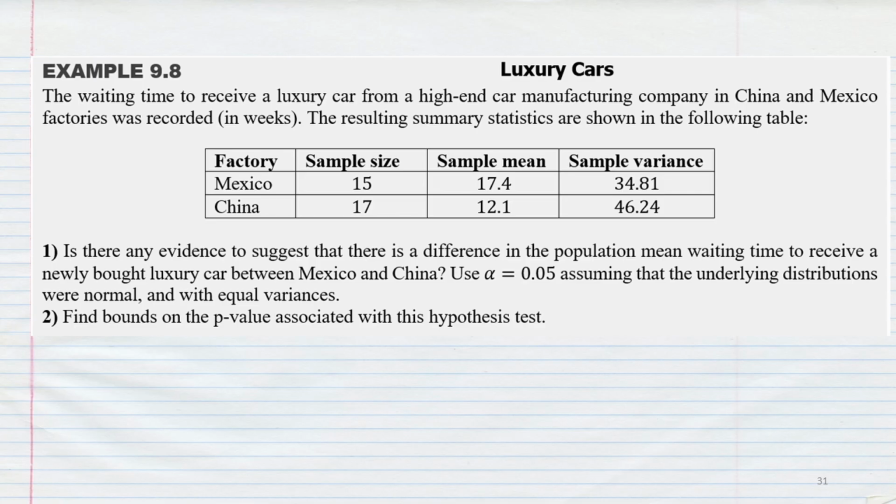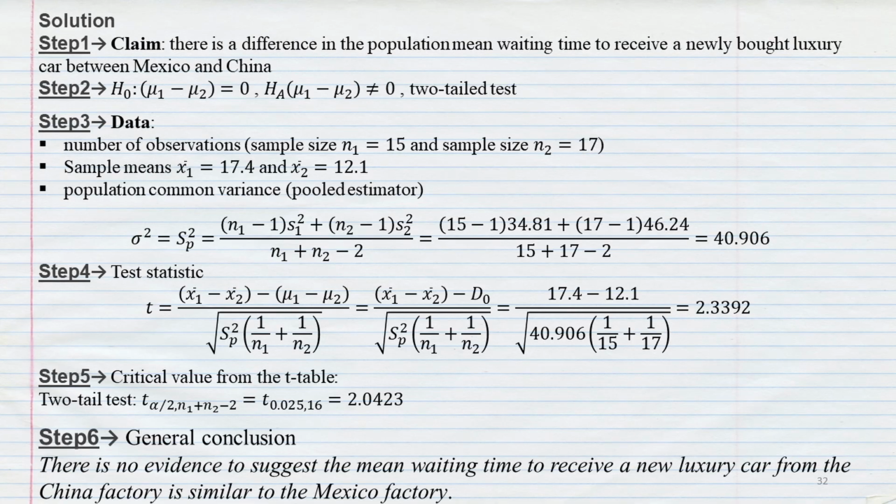Question 2, find bounds on the p-value associated with this hypothesis test. The solution is very easy and straightforward with the cheat sheet provided in the textbook. Step 1, claim. There is a difference in the population mean waiting time to receive a newly bought luxury car between Mexico and China. Step 2, define the null hypothesis. Mu sub 1 minus mu sub 2 equals 0. And alternative, mu sub 1 minus mu sub 2 does not equal 0. Therefore, this is a two-tailed test.